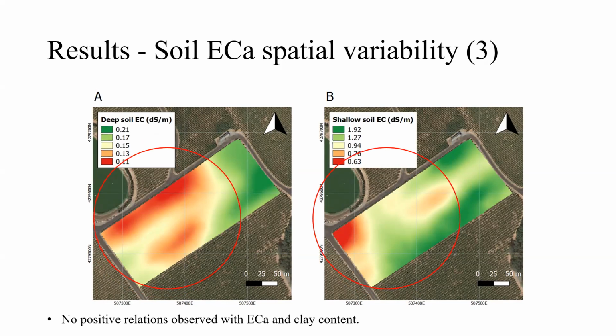One thing to note is that there was no positive correlation between clay content, as we see between these four maps, and soil ECA observed in this study. The section that had higher clay content showed lower soil ECA, or bulk EC.